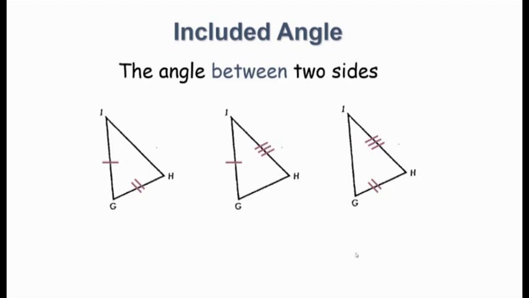Take a look at these three examples. Let's start with triangle IGH. Where do you think an included angle can be located to be considered an included angle? Angle G. How about the second one? We need to put the angle in the middle. Where would it be? Angle I. And the third triangle, where would the included angle be? Angle H.